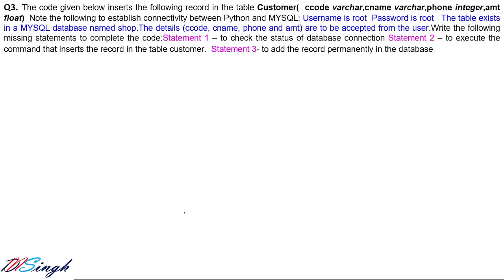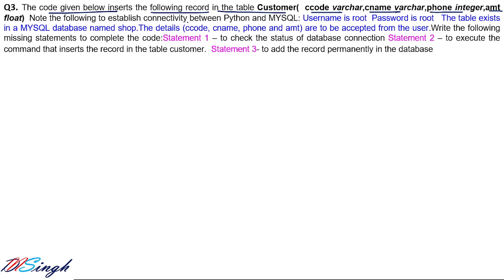The next question will be, we have a code given below. Insert the following record in the table customer, code varchar. This is our record: cname, phone, amount. And they have also given the types of those. Okay, fine. So this gives me a little bit of help in understanding the structure of the record we are going to insert. Our record will have customer code, customer name, phone number, amount.